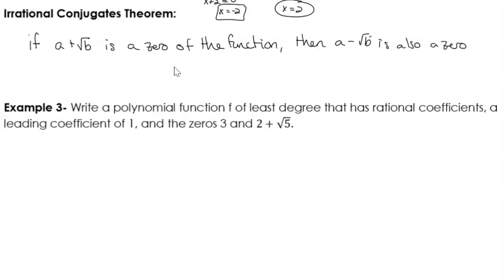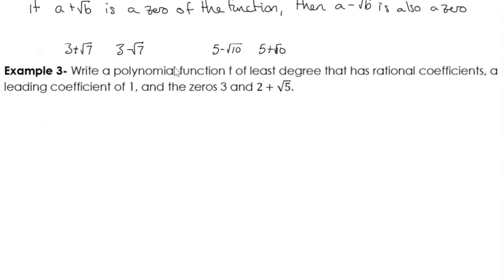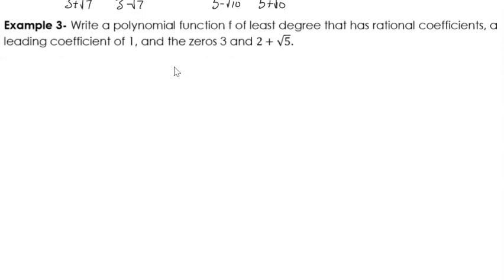So for example, if 3 plus square root 7 is a 0, then 3 minus square root of 7 is also a 0. Or how about 5 minus the square root of 10 is a 0, then 5 plus the square root of 10 is also a 0. So if you have a 0 that is irrational, then its conjugate is also a 0.